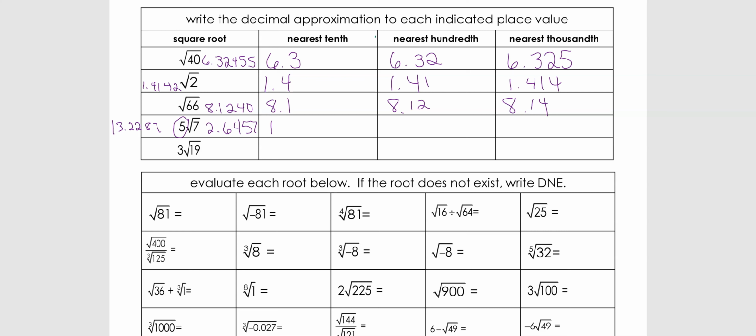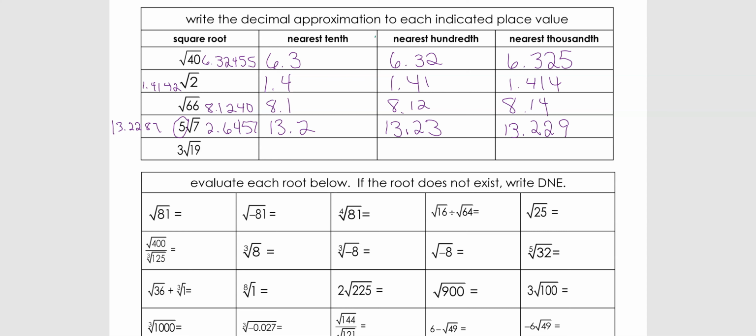So nearest tenth, 13.2. Nearest hundredth, 8 is higher than 5, so 13.23. And then finally, nearest thousandth, the 7 is higher than 5, so 13.229.